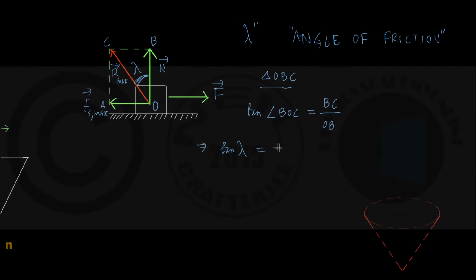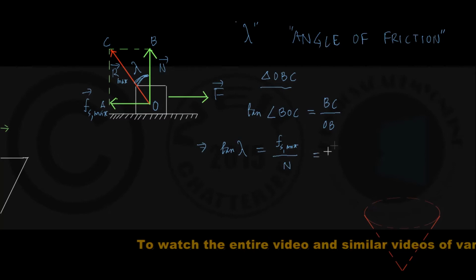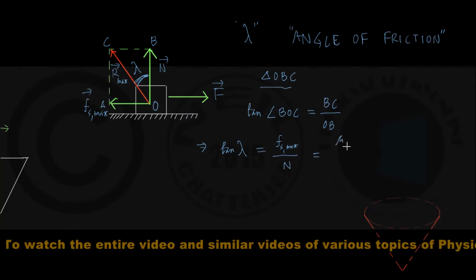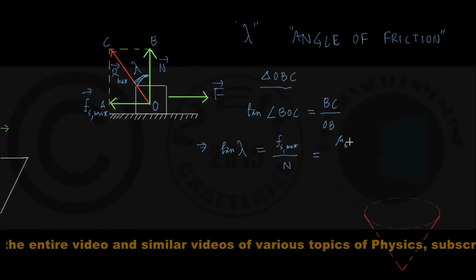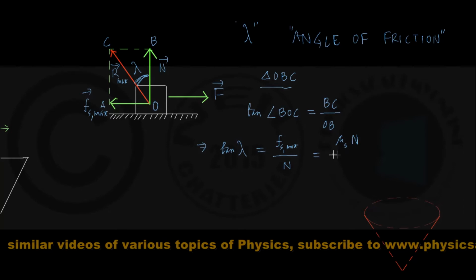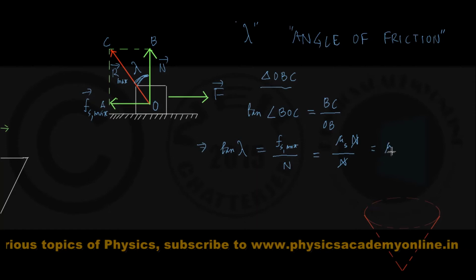BC is equal to Fs max. BC represents the magnitude of Fs max. So we can write this is Fs max, force of limiting friction, divided by OB. OB is nothing but the normal force magnitude. But again we know Fs max is given by the law of static friction. The first law says Fs max is equal to mu s, the static friction coefficient, multiplied by normal force, mu s into N, divide by N, N cancels out, and this comes out to be mu s.